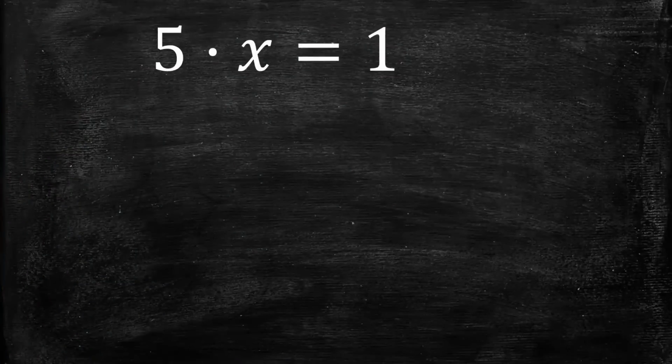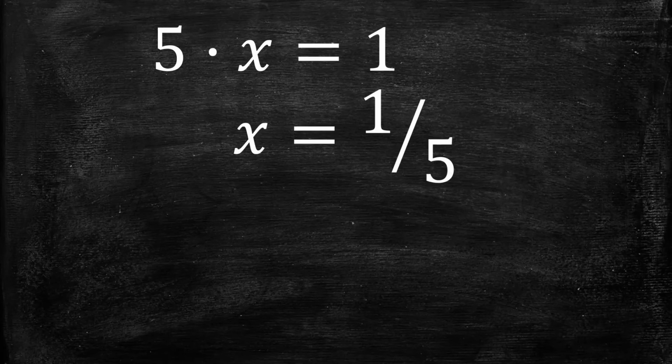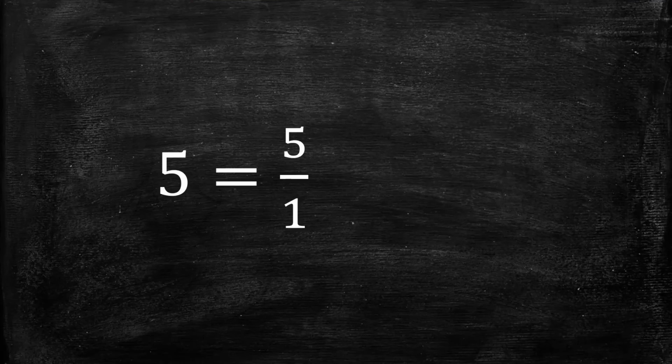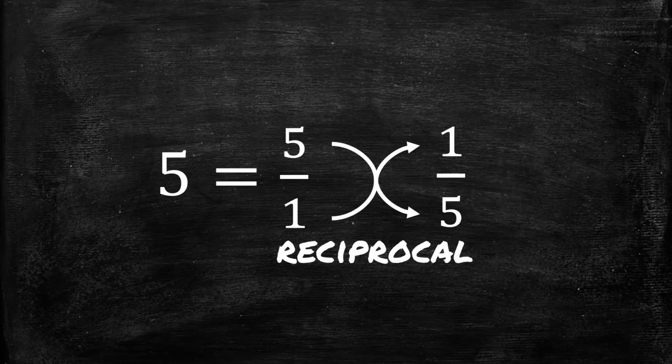5 times some number equals 1. The number has got to be 1/5. 5 times 1/5 would give you 5/5, which is 1. The 1/5 is kind of easy to grab from the 5, if you think of 5 as being a fraction over 1, right? So it's like 5 wholes, 5 over 1. The multiplicative inverse is just its reciprocal. You just flip the fraction upside down. That's what we mean by reciprocal. And that's the multiplicative inverse.